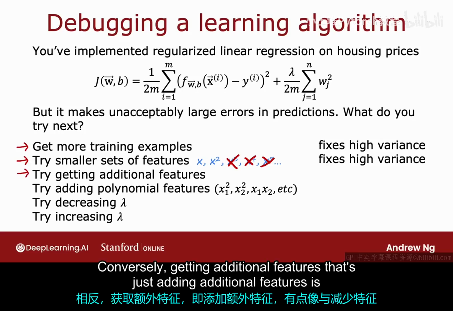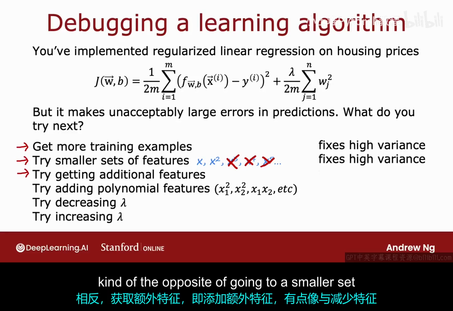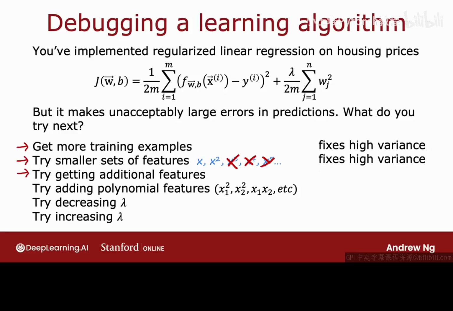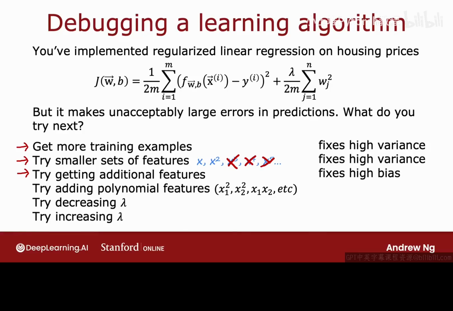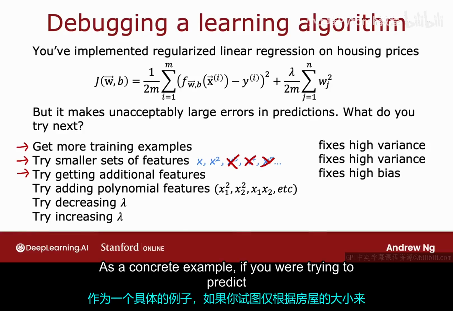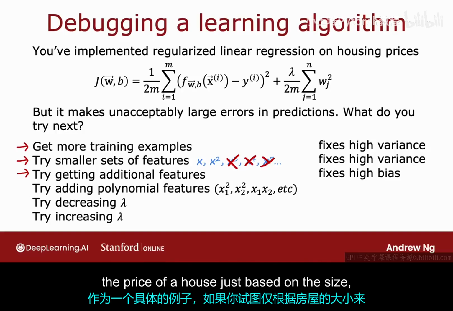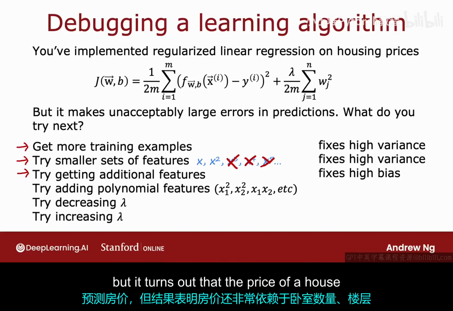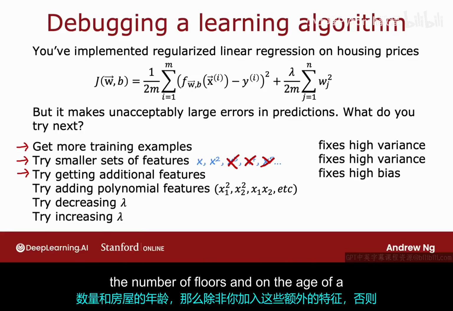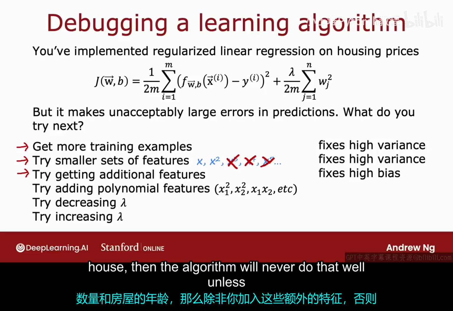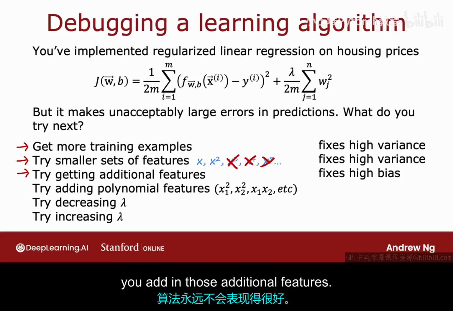Conversely, getting additional features, that's just adding additional features, is kind of the opposite of going to a smaller set of features. This will help you to fix a high bias problem. As a concrete example, if you were trying to predict the price of a house just based on the size, but it turns out that the price of a house also really depends on the number of bedrooms and on the number of floors and on the age of a house, then the algorithm will never do that well unless you add in those additional features.